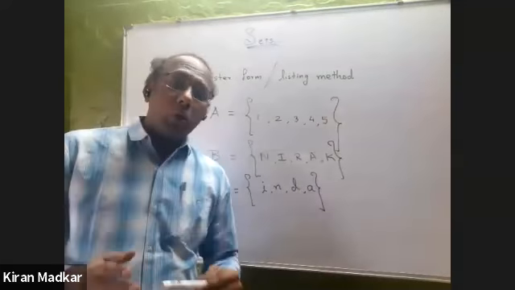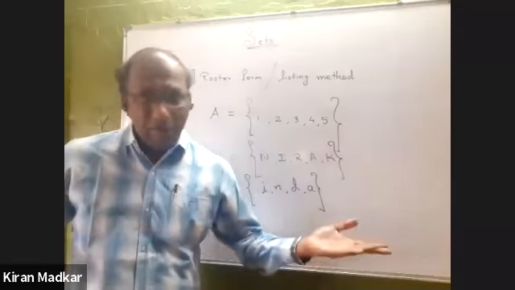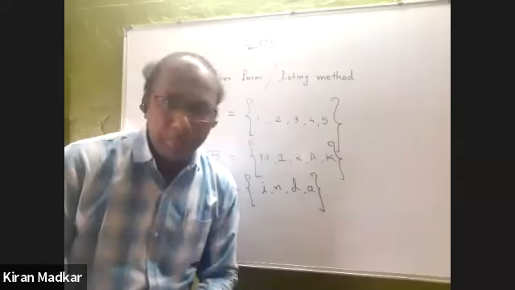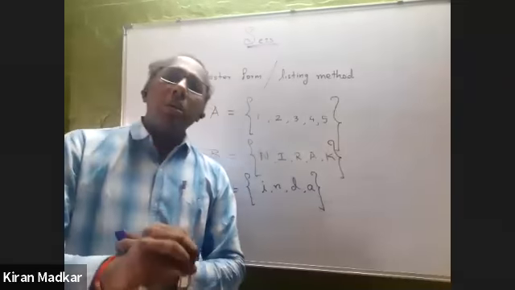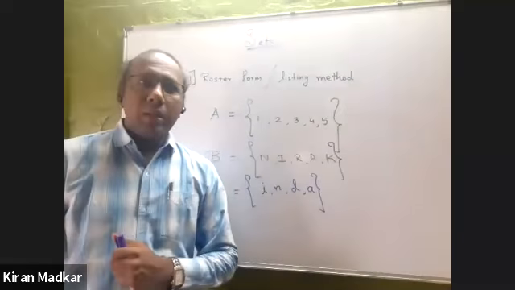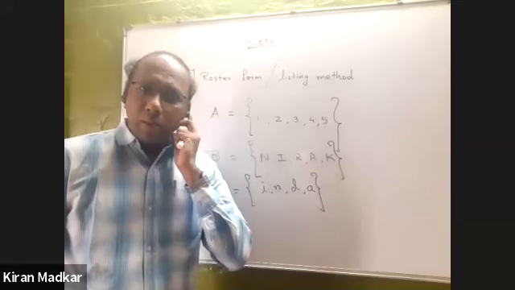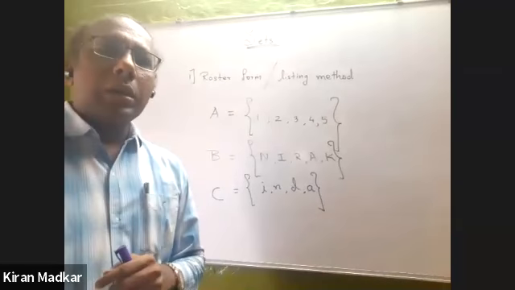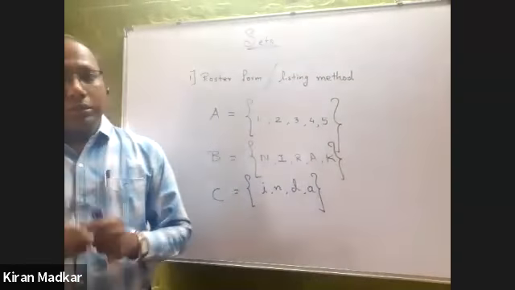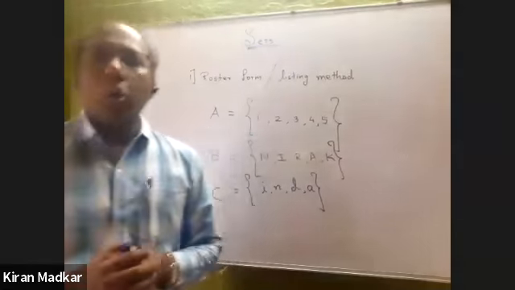As I told you, the name of a set can be anything, any alphabet is okay. But there are certain names given to certain sets directly. What do I mean by this? Which are they?